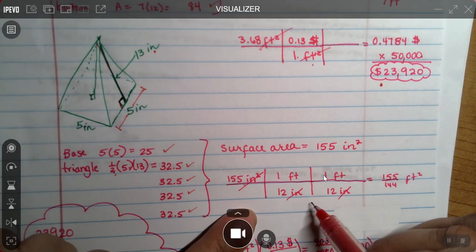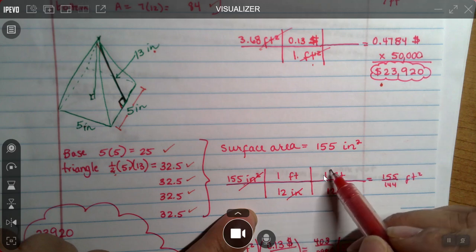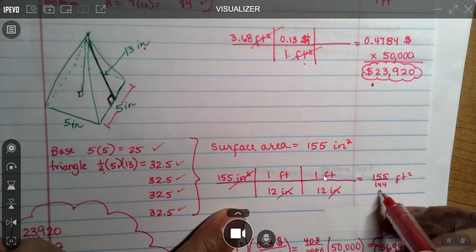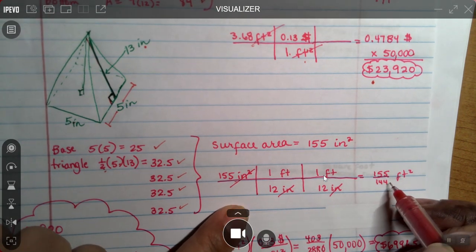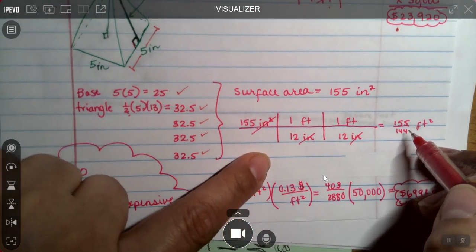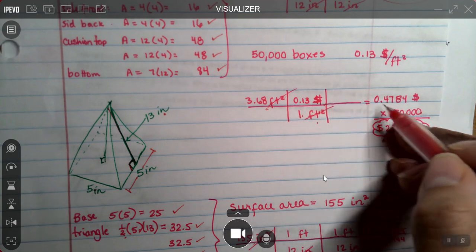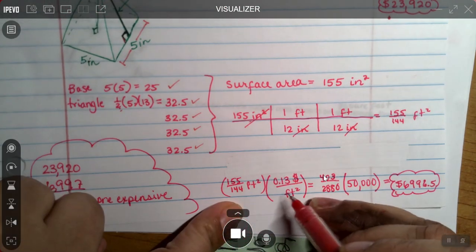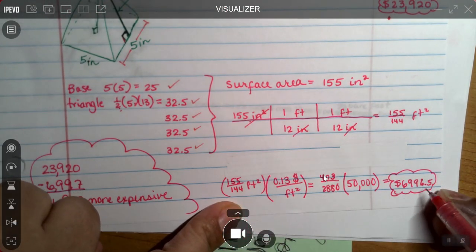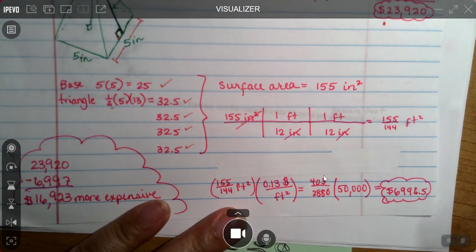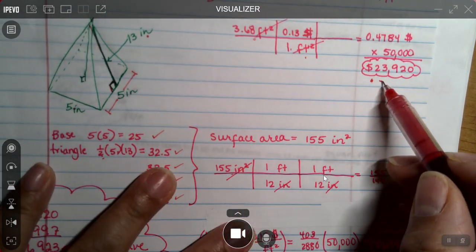I do the conversion by 1 foot 12 inches, 1 foot 12 inches. And I didn't want to use the decimal, so I just left it as a fraction. Then I did the same thing I did over here, I multiplied by 0.13 and then by 50,000, and I got this.